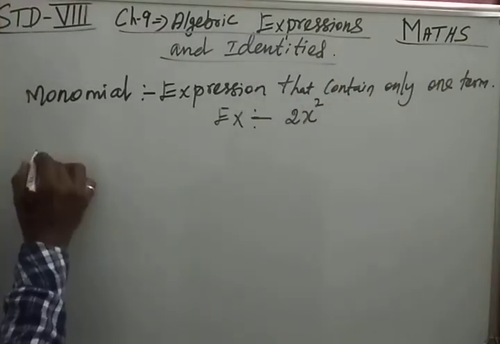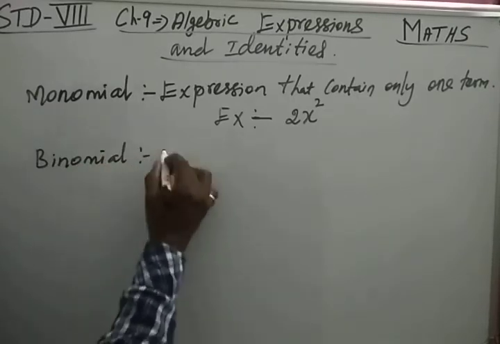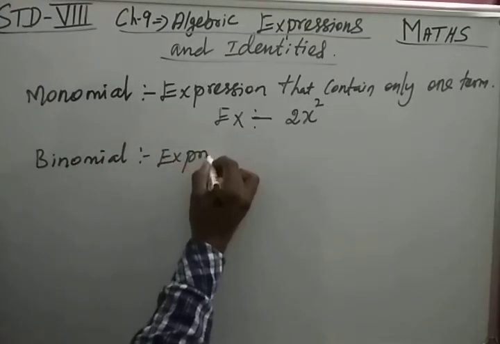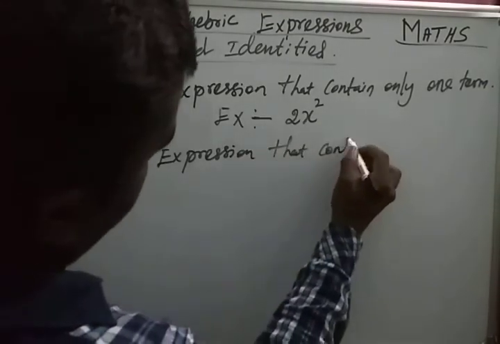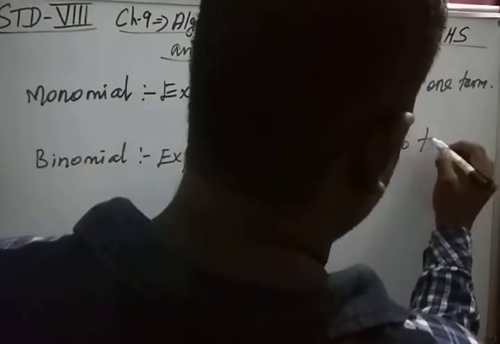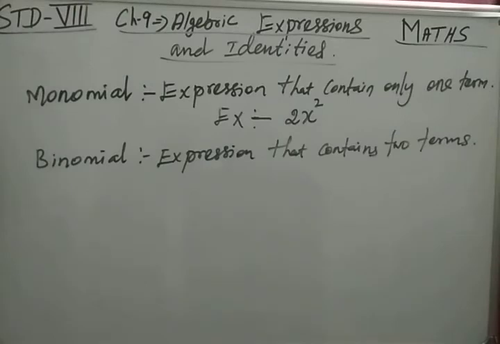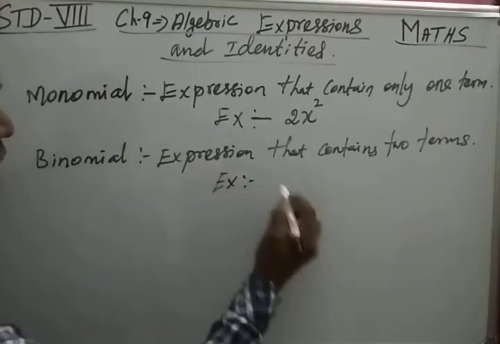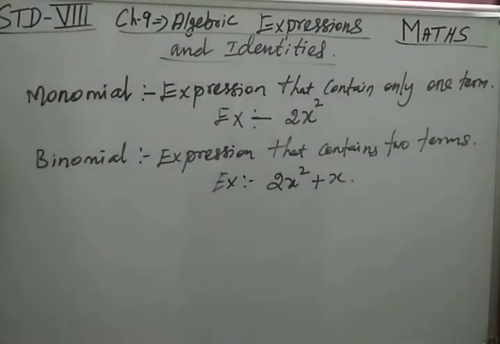Next one is binomial. Expression that contains two terms is called a binomial. For example, we can take 2x squared plus x.